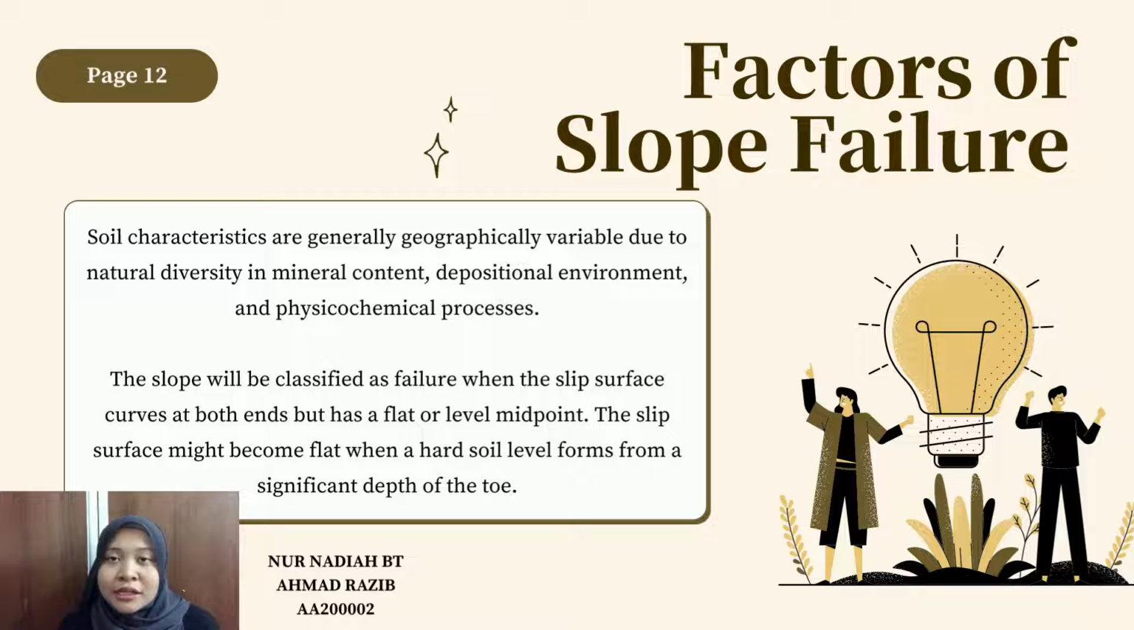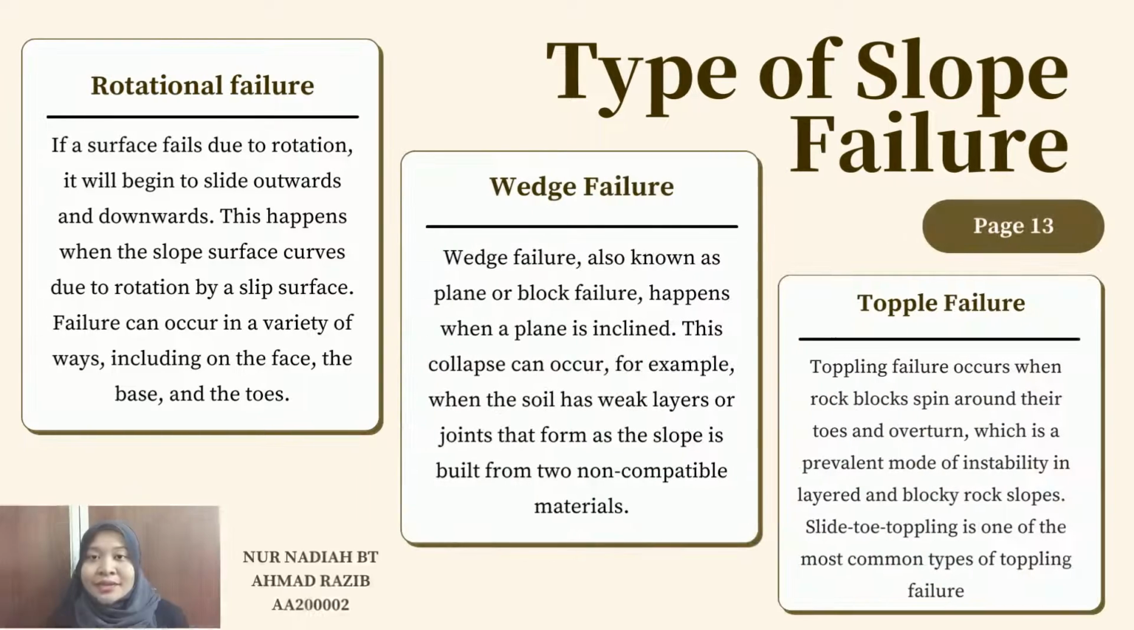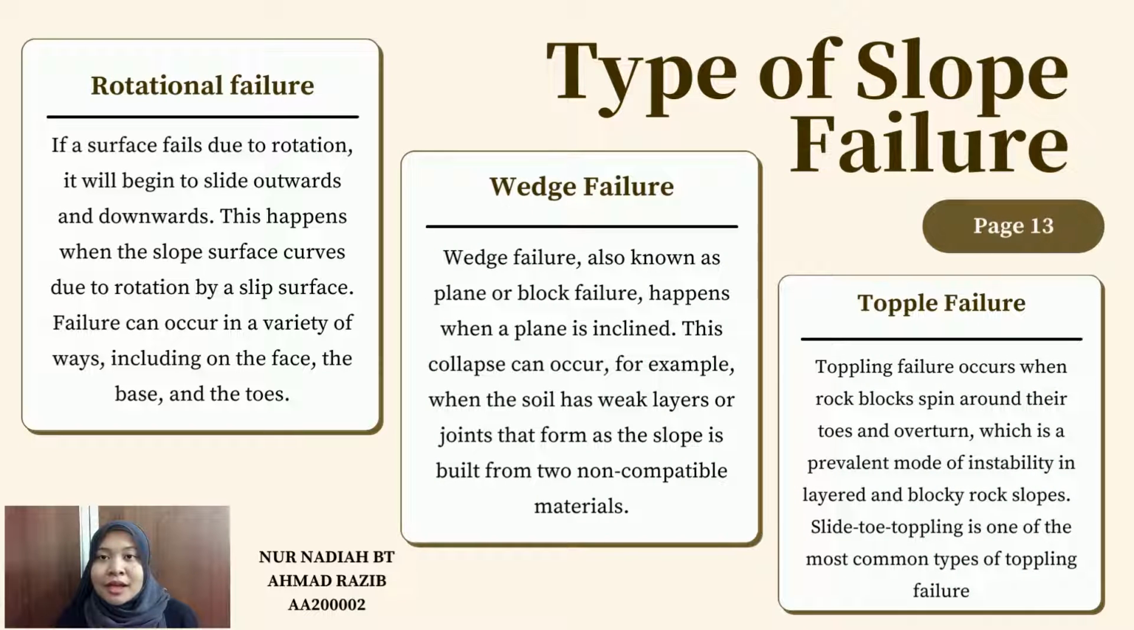The slip surface might become flat when a hard soil level forms from a significant depth of the toe. Types of slope failure. The first one is rotational failure. If a surface fails due to rotation, it will begin to slide outward and downward. This happens when the slope surface curves due to rotation by a slip surface. Failure can occur in a variety of ways, including on the face, the base, and the toes.